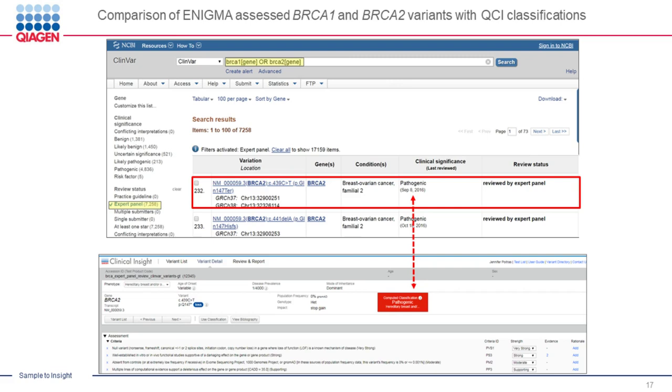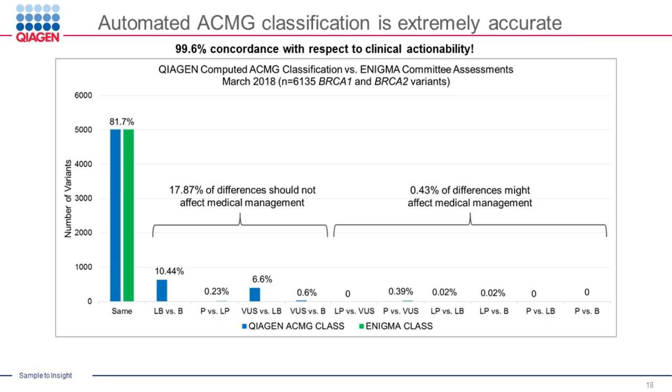And in this particular example, you can see that this is an example of a concordant variant, where the variant was classified as pathogenic in QCI and was also called pathogenic by the expert panel. And what we found was actually rather astounding. So in this graph, the green bar represents classifications made by Qiagen or QCI. The green bar represents those made by the expert panel.